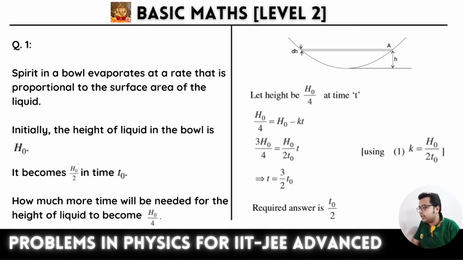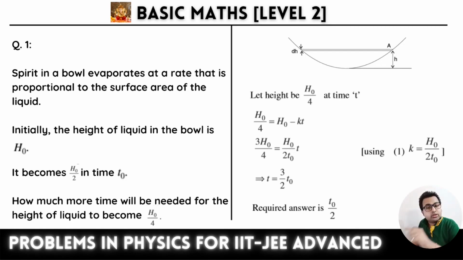The question is asking how much more time will be needed for the liquid to become H naught by 4. So we have to calculate the time. First we have to calculate the time when the liquid will be H naught by 4. Then there is one more step, that is the most important step that I will tell you. Let the time be t. Instead of small h, we will write h naught by 4. So h naught by 4 is equal to h naught minus kt. So small t we get 3 by 2 t naught.